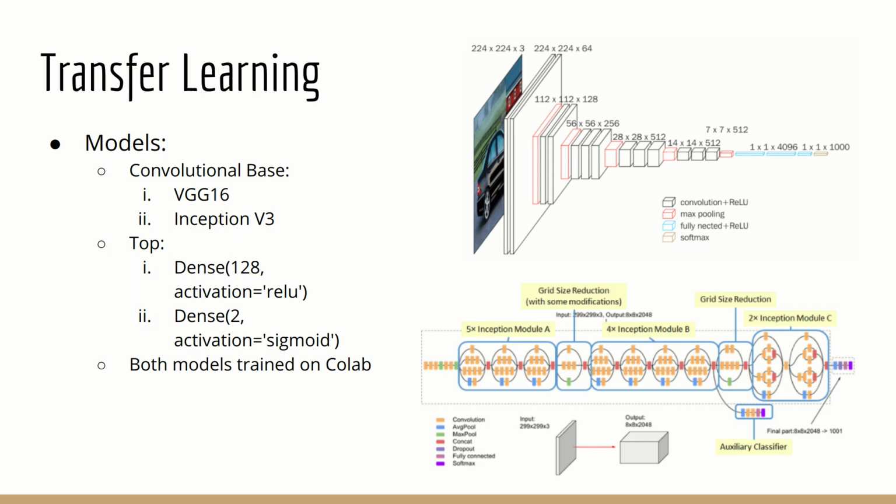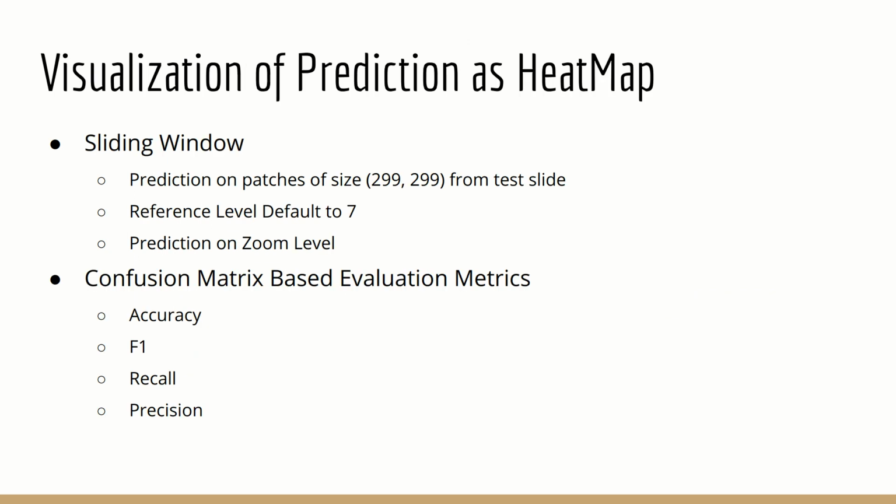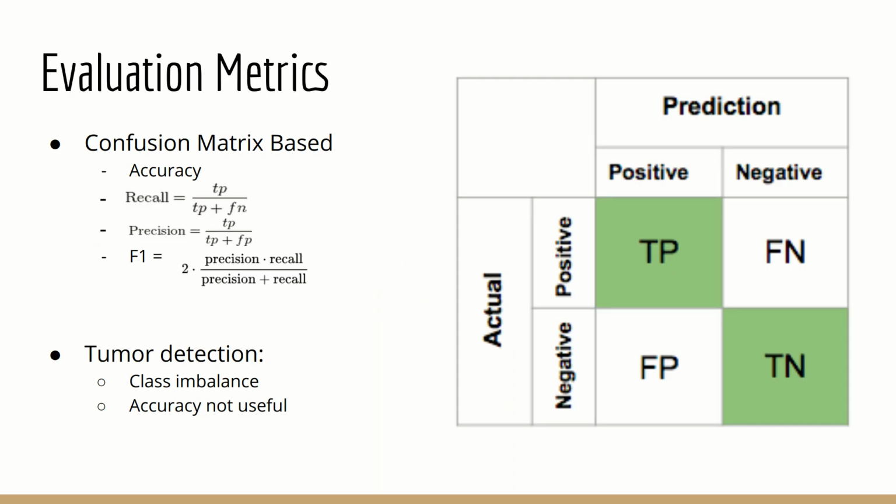We've also created heat maps for each experiment we've done. The method we use to generate heat maps is the sliding window, where we generate patches of size 299 by 299 from the test slide and do the prediction at the zoom level. However, the heat map is produced on the reference level, which defaults to 7. For each heat map, we've also included confusion matrix-based evaluation metrics, namely accuracy, F1 score, recall, and precision. As shown here, the matrix on the right is plotted for ground truth against prediction, where there could be true positive, true negative, false negative, and false positive.